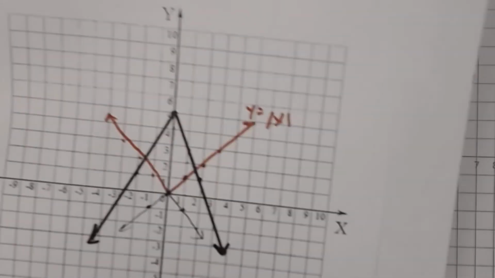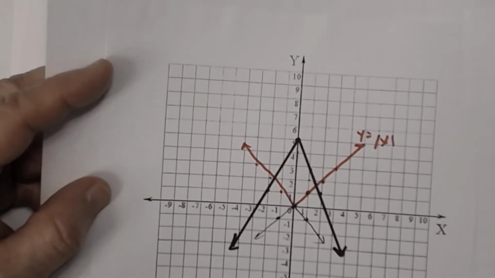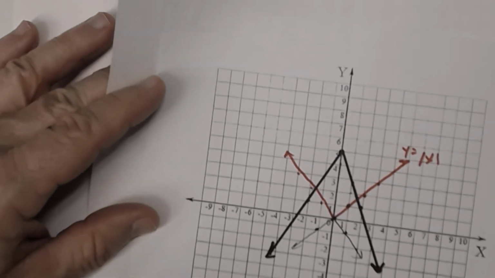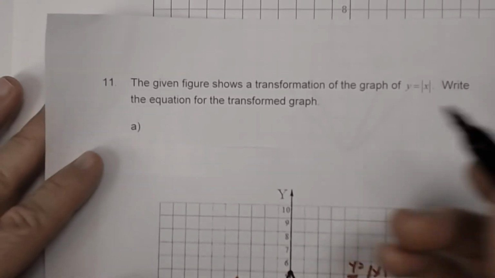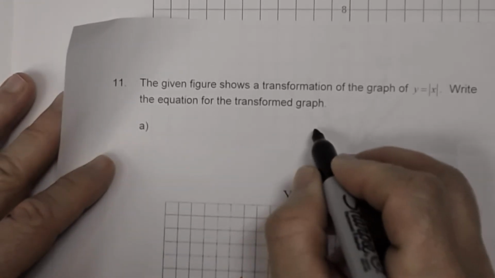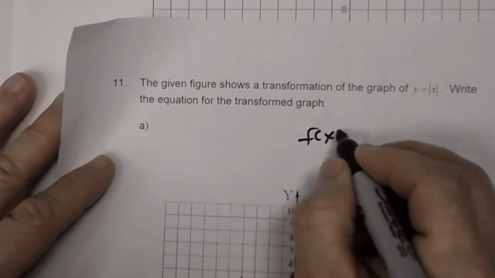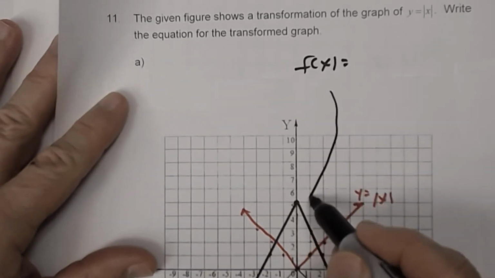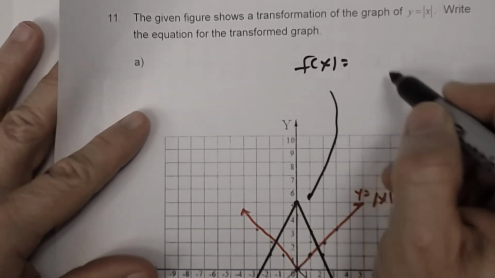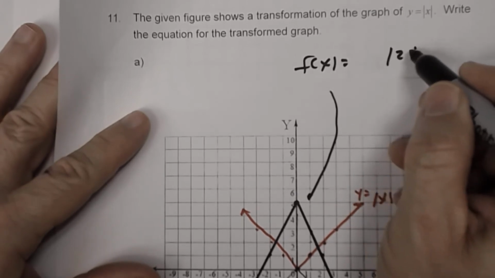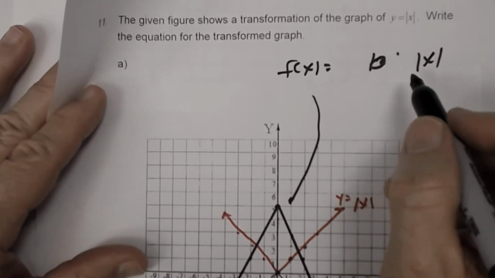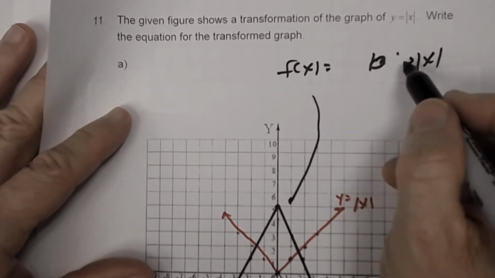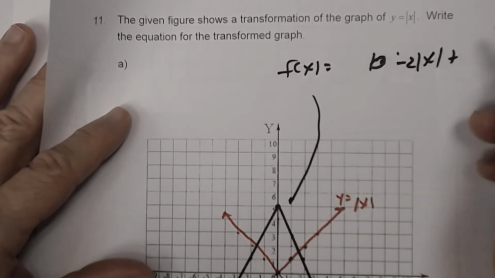So my function is going to look like this. They didn't tell you what function notation to use, so we're just going to say f of x. So f of x, my answer for the black graph will be: I'm taking the absolute value of x, I am multiplying it by 2, then I'm reflecting it, and then I'm shifting it up 5 units.